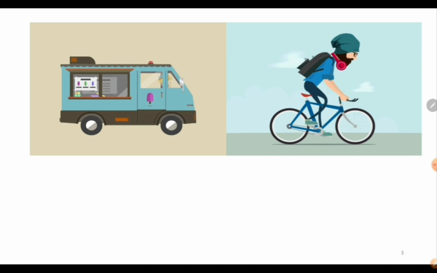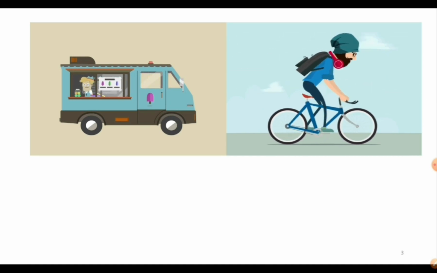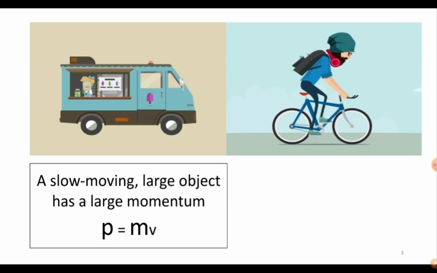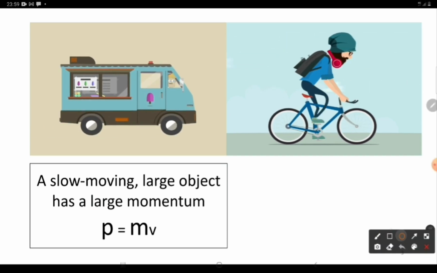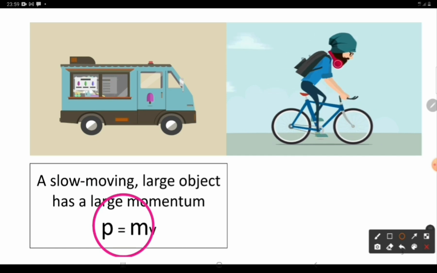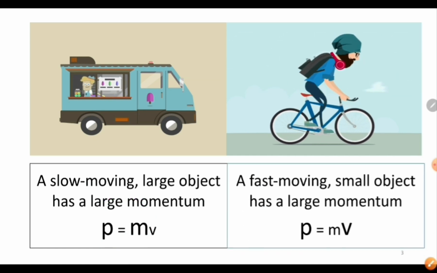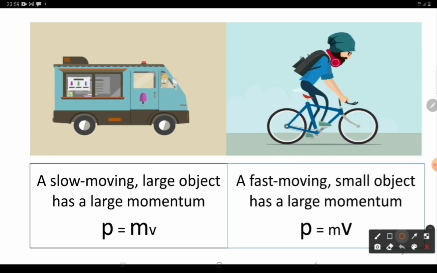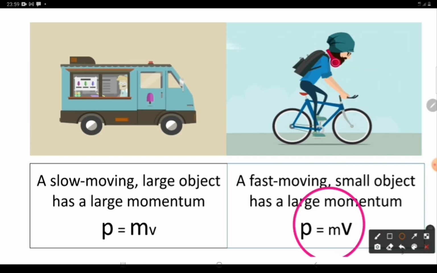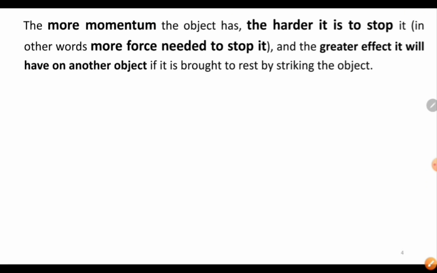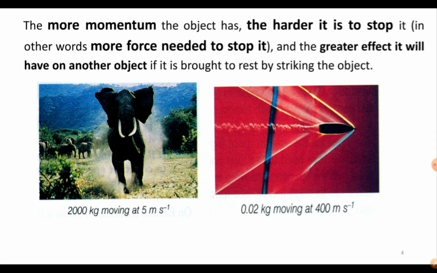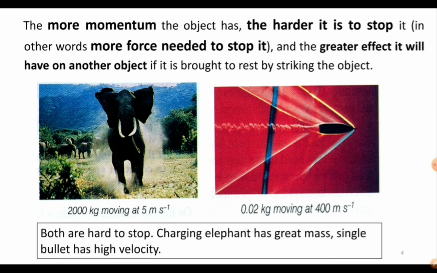As you see on the screen, there are 2 objects that have a larger momentum. For the first object, momentum P depends on mass m, while for the second object, momentum P depends on velocity v. The more momentum an object has, the harder it is to stop, or in other words, more force is needed to stop it. So based on these 2 diagrams, both objects are hard to stop because both objects have larger momentum.